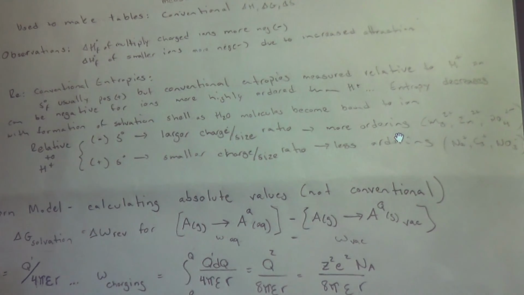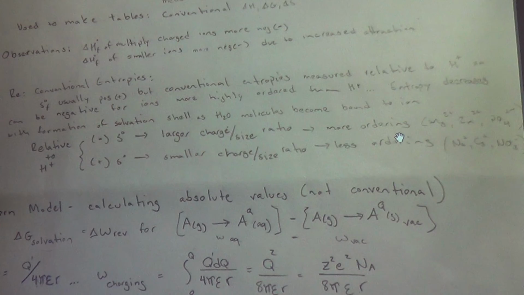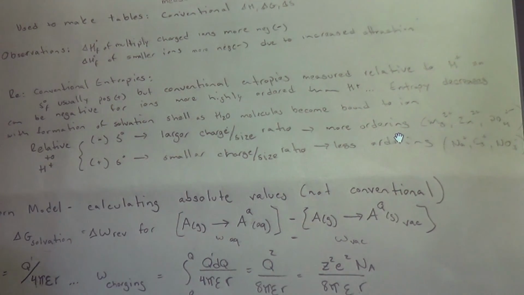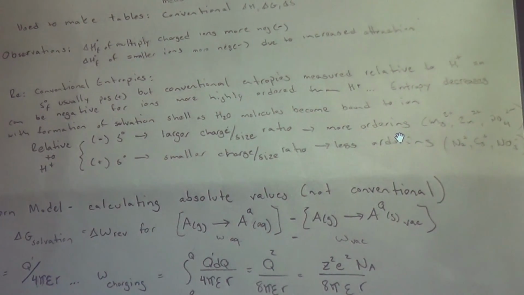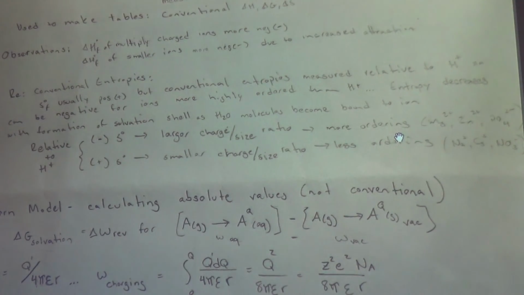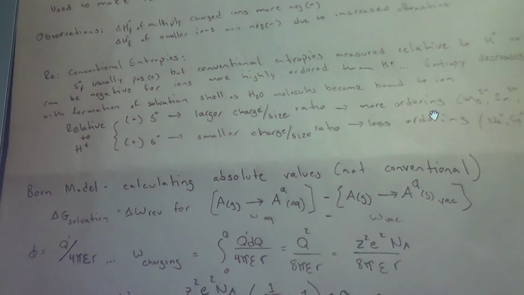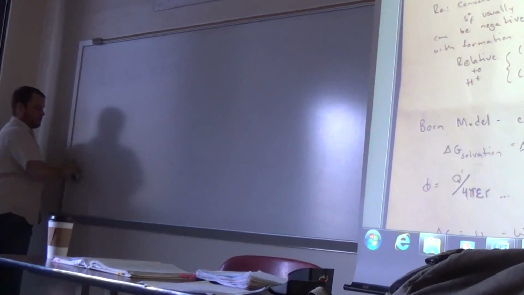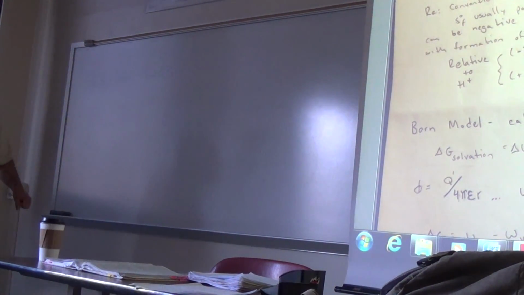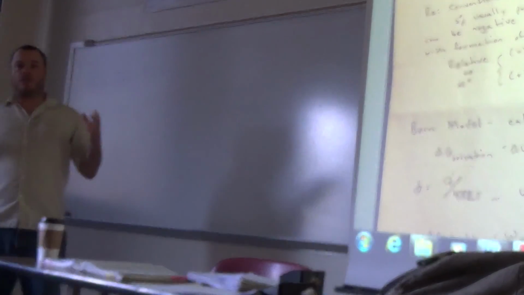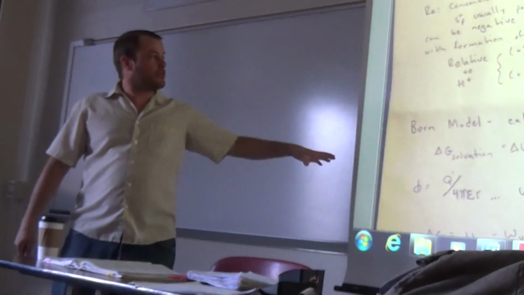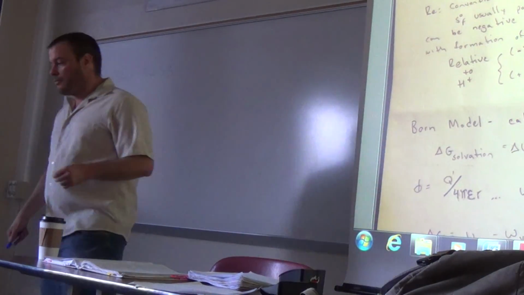We said that we can do these the conventional way and define H+ as 0, or we can try to calculate it. And the way that you calculate it is essentially this. You take the difference of two calculations. We're looking at delta G right now.